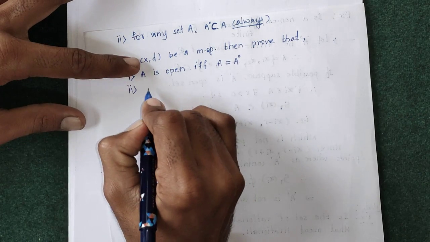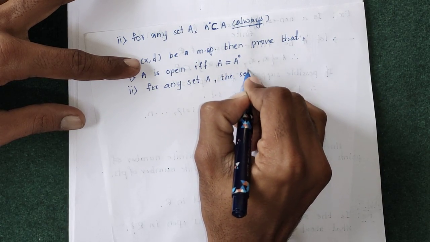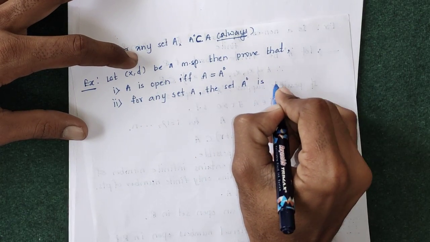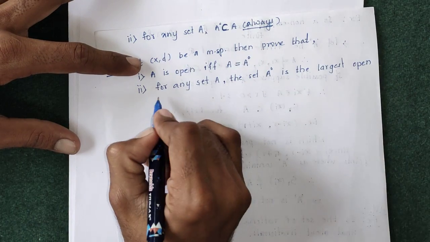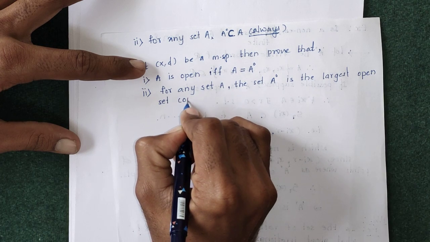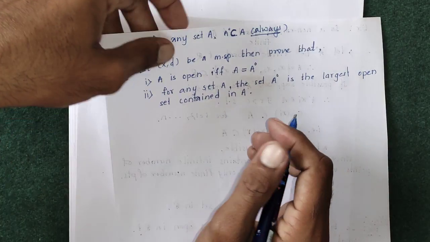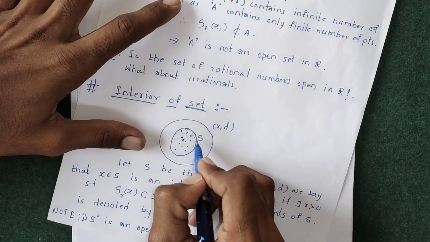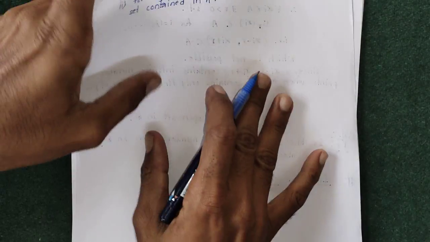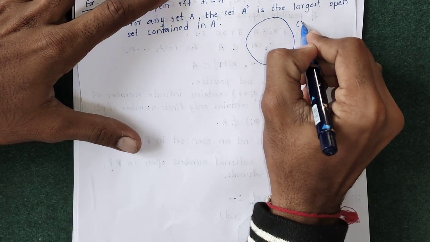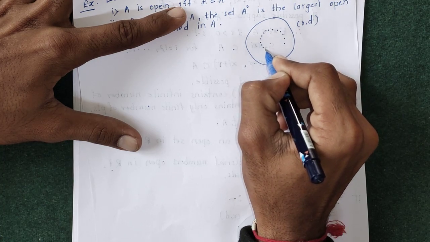And the second statement is: for any set A, the interior of A is the largest open set contained in A. A is said to be open if and only if A equals the interior of A. So suppose this S is said to be open. We say that S is open whenever S and the interior of S have the same elements. An open set does not contain its boundary points. Suppose this is some other metric space (X, d). Then this set is said to be open. Make sure that an open set does not contain its boundary points.